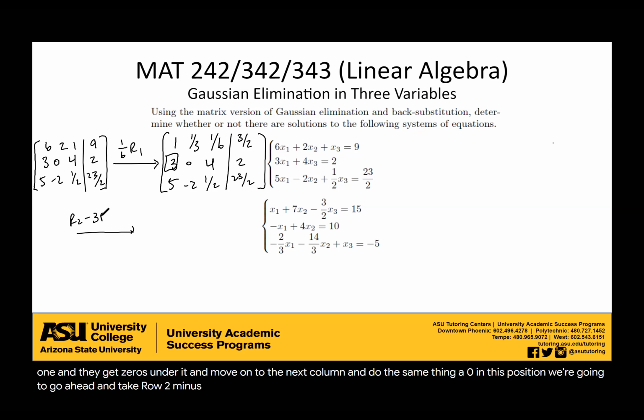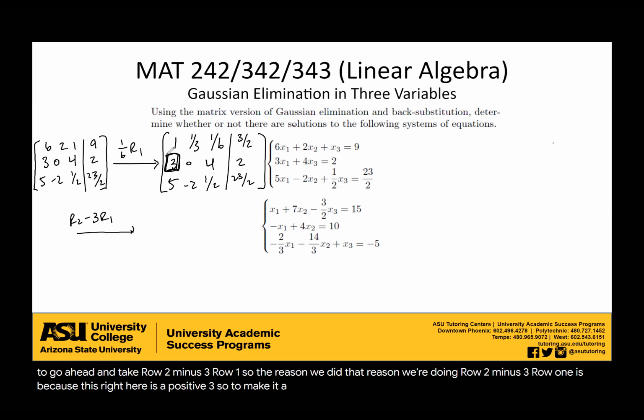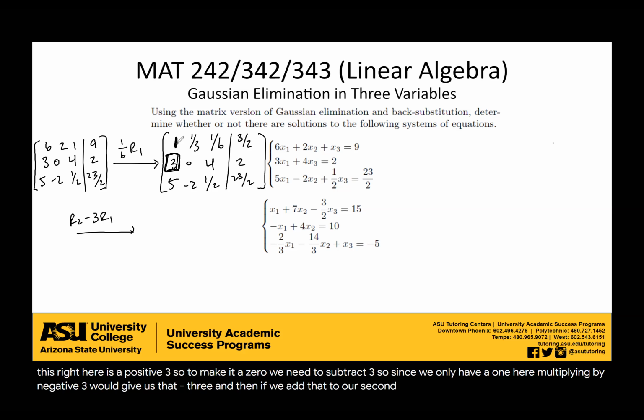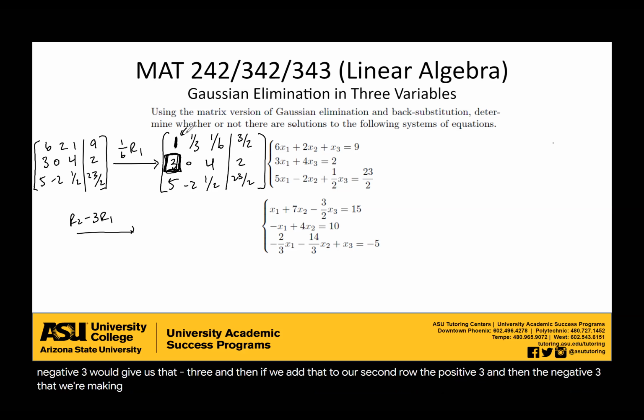So the reason we're doing row 2 minus 3 row 1 is because this right here is a positive 3. So to make it a 0, we need to subtract 3. Since we only have a 1 here, multiplying by negative 3 would give us that minus 3. And then if we add that to our second row, the positive 3 and the negative 3 that we're making will cancel out. So that's the basic idea.